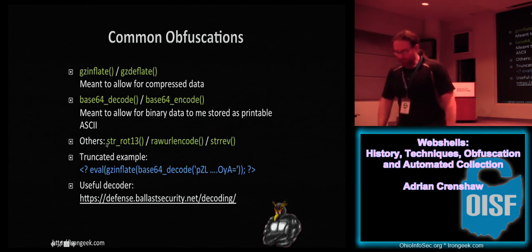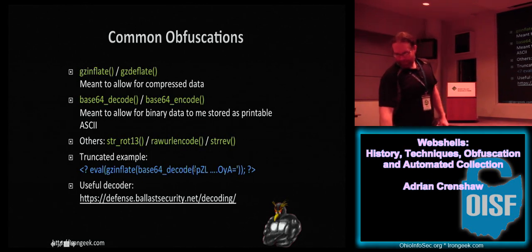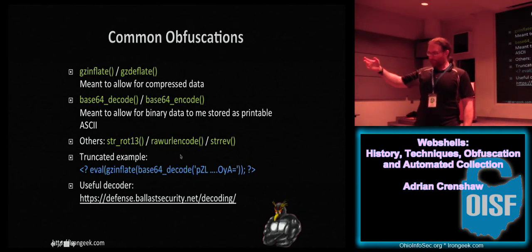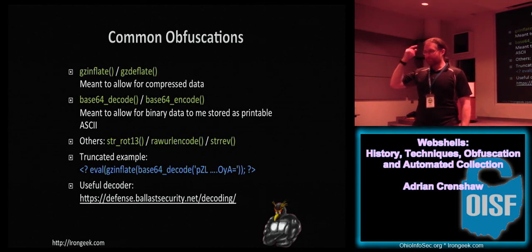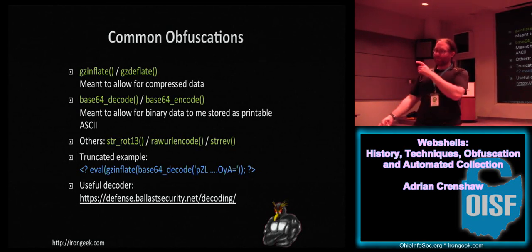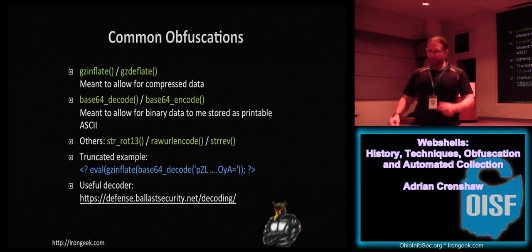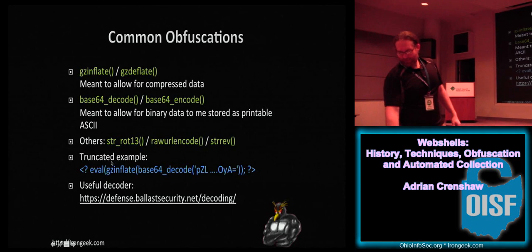And for instance, here's a truncated example. I didn't want to put the entire string, but someone could base64 encode something. Then actually, sorry, the order in which they'd have to do it is they'd have to gzip deflate it, then base64 encode it. Then when they do the reverse process, they get back the original code. Then they use the eval command in PHP to execute that code.